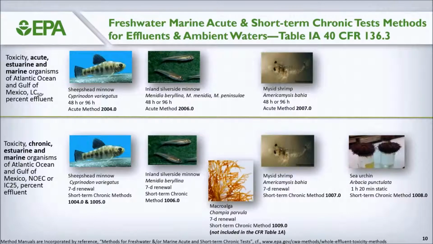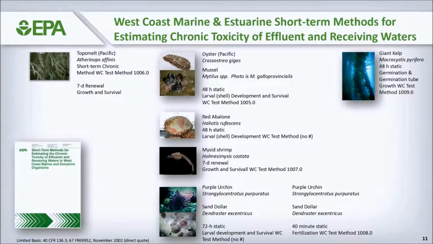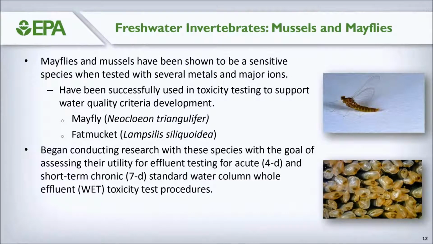If we talk about what we have for the West Coast marine and estuarine short-term methods, we have one more fish, a lot more invertebrates, and a plant. So we have a few of these species that are being used, but we really felt like we needed to look at other species, such as the mussels and the mayflies, which have been shown to be sensitive when tested with several metals and major ions. And then they've been used successfully in toxicity testing to support water quality criteria document development. We're talking about the mayfly and the fat mucket.